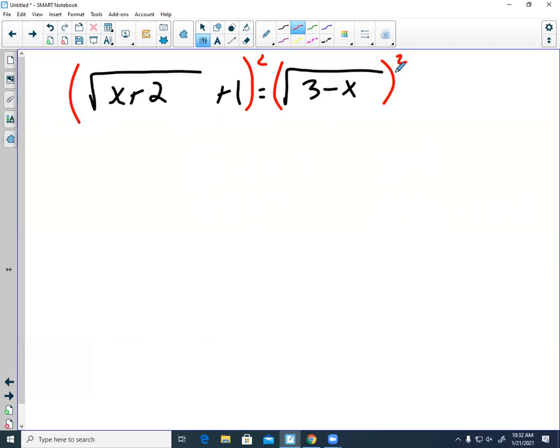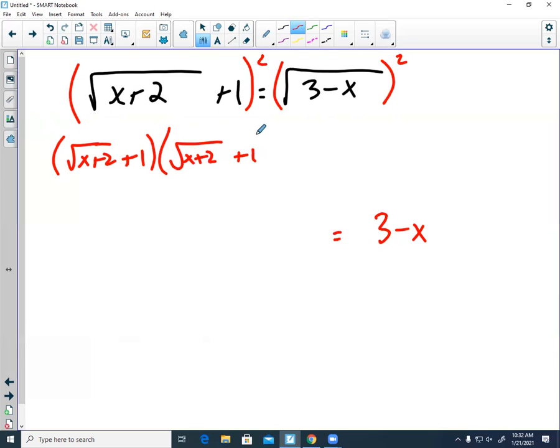Okay, now the right side is easy. The right side is no big deal at all. The right side will turn into 3 minus x. No big deal. The left side is going to be a nightmare because we have to FOIL. This means the same thing as the square root of x plus 2 plus 1 times the square root of x plus 2 plus 1. And that's a really big bummer because now we have a lot of stuff going on.